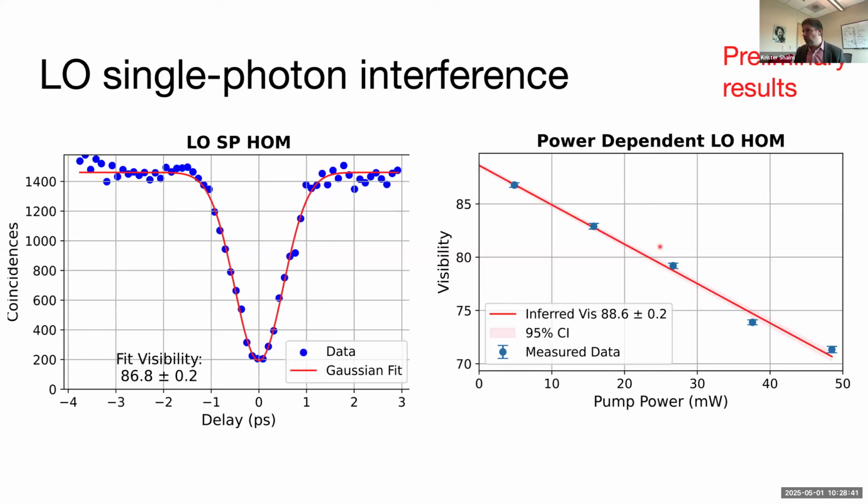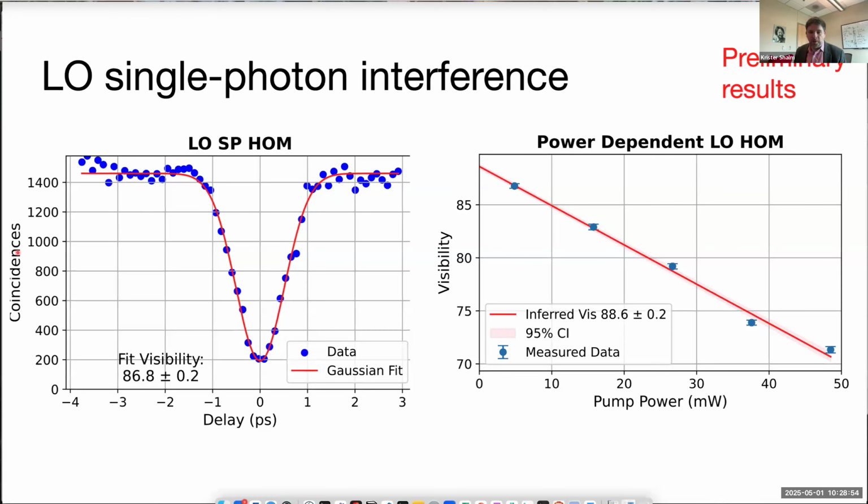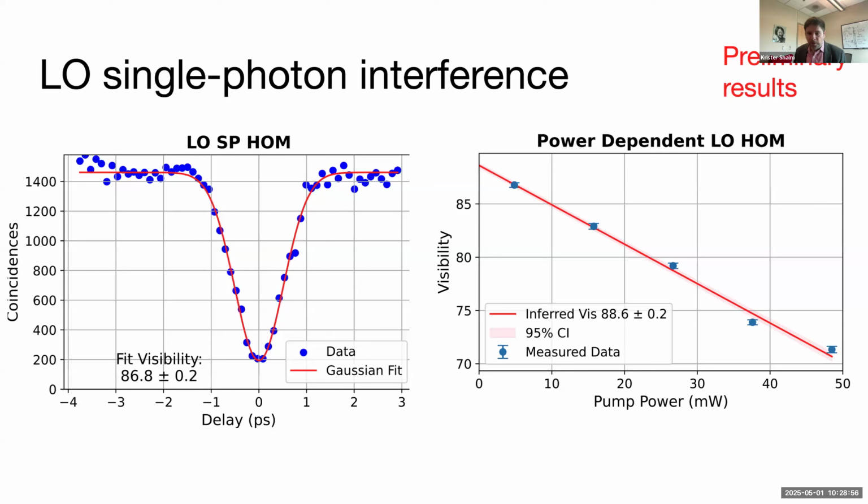We also have measurements for the local oscillator, where if you take a local oscillator and interfere, we're right now around 87% visibility, but we just need to do a little bit better filtering on our local oscillator to get that up. Okay.